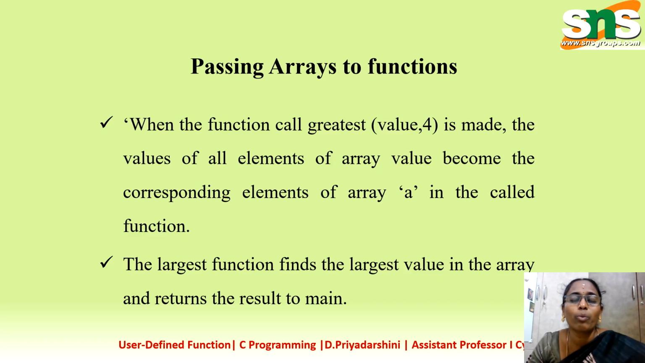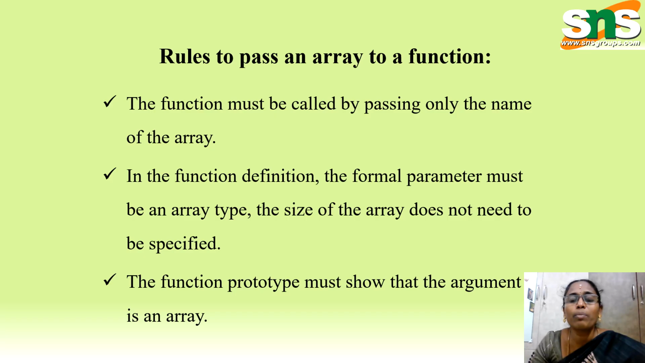Passing array to function. When the function call greatest(value, 4) is made, the four values are passed to the greatest function, which evaluates which is the maximum of the given four values, and the resultant greatest value is returned to the main function. The largest function finds the largest value in the array and returns the result to the main function. The function must be called by passing only the name of the array. In the function definition, the formal parameter must be an array type. The size of the array does not need to be specified.